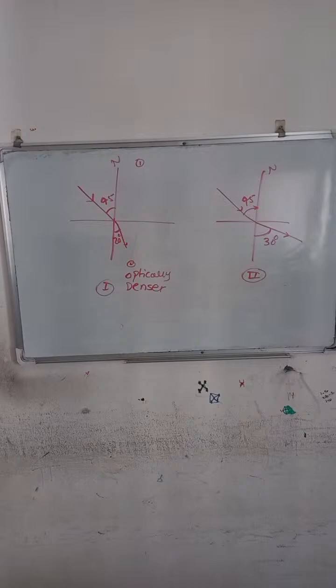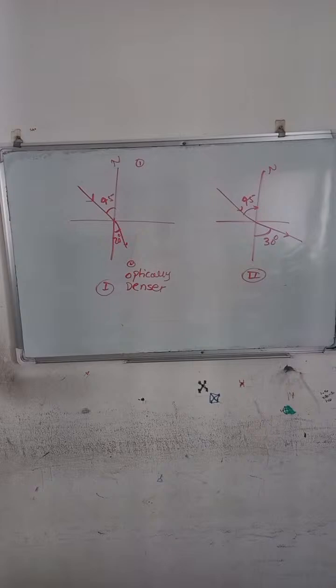I'll repeat the entire question. A ray of light falls normally on the face of a glass slab. What are the values of angle of incidence and angle of refraction of this ray? Second, light enters from air to a medium X. Its speed in medium X becomes 1.5 into 10 raised to 8 meter per second. Find the refractive index of the medium X.